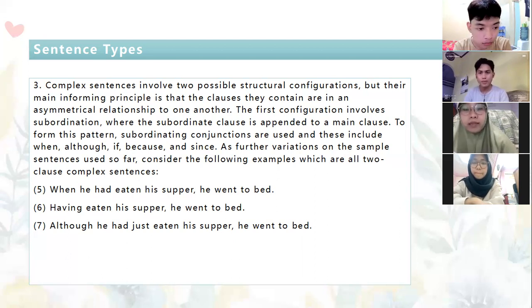The fifth sentence is, when he had eaten his supper, he went to bed. The next sentence, having eaten his supper, he went to bed. And the last sentence, although he had just eaten his supper, he went to bed.